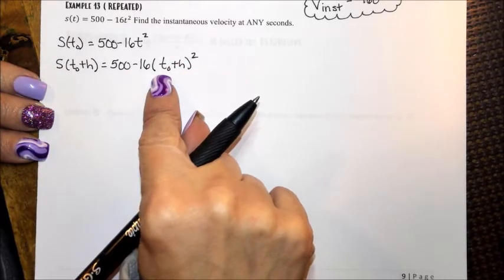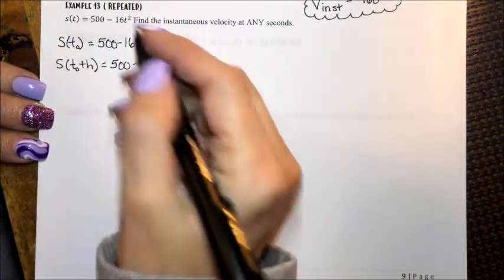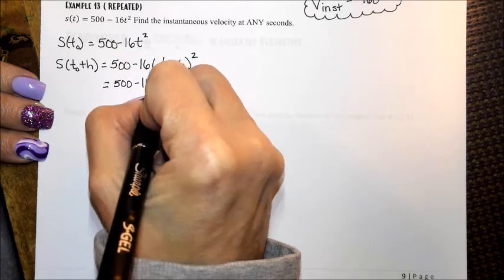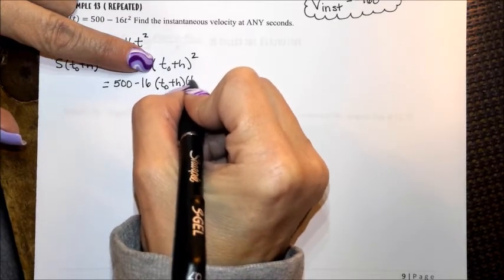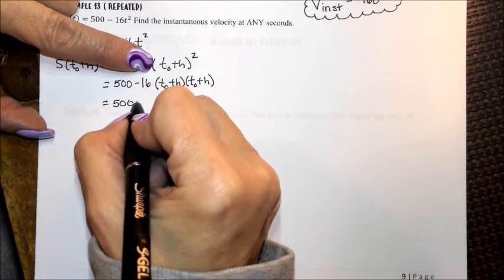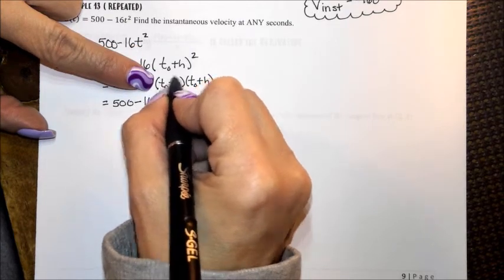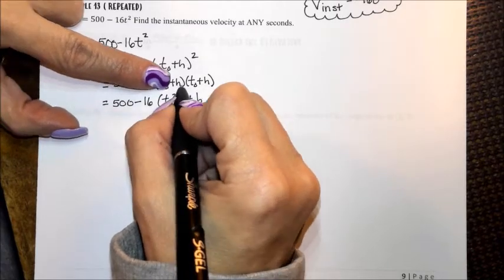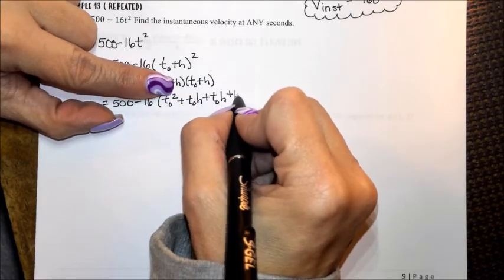Because I know we're going to have to simplify that, I want to go ahead right here while I have room and simplify that. So that's 500 minus 16 times. Now remember, this is going to be t naught plus h times t naught plus h. So that's 500 minus 16 times t naught squared, t times t. T times h would be plus t naught h. T times h would be plus t naught h. H times h would be h squared.